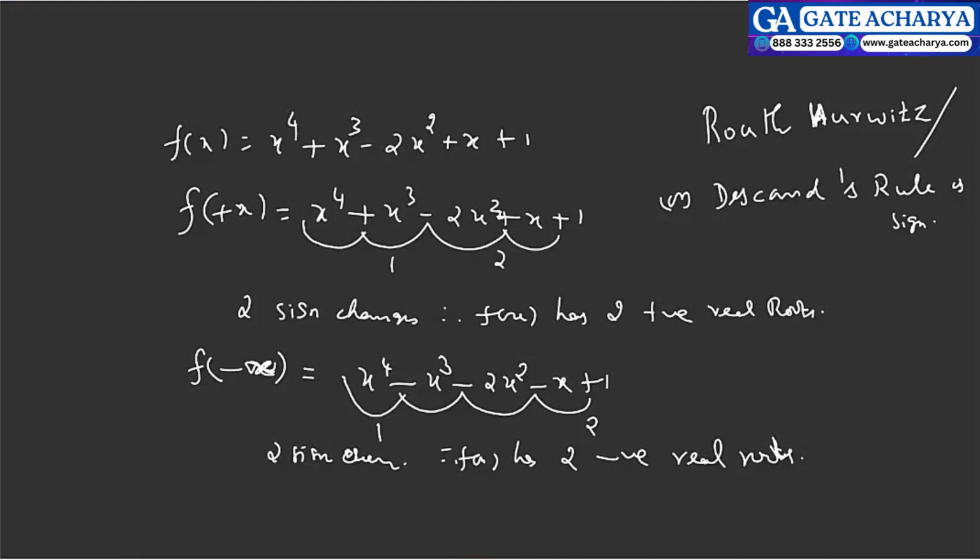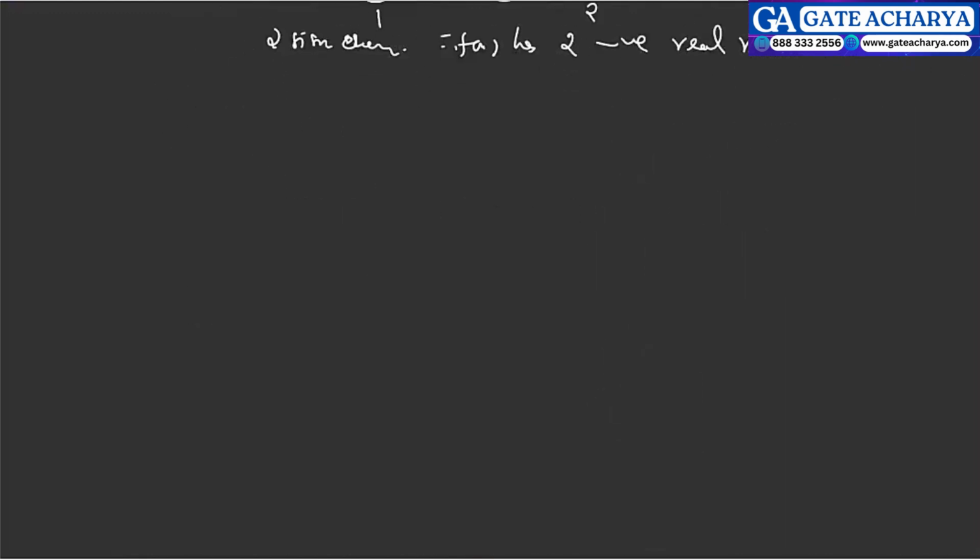So, last one. Identify the types of roots of the polynomial f of x equal to x power 5 minus x power 4 plus 3x cube plus 9x square minus x plus 5.